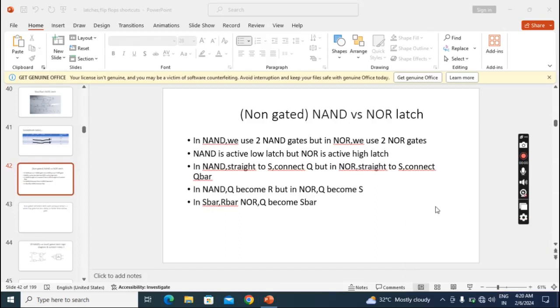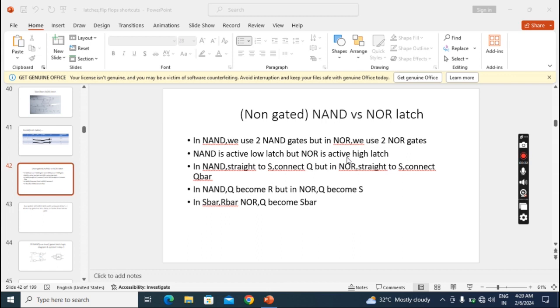In this lecture we'll compare non-gated NAND and non-gated NOR latches. Suppose we take NAND, it needs two input NAND gates, and NOR also needs two input NOR gates. The number of gates and number of inputs are the same, but in NAND we use NAND gates, and in NOR we use NOR gates. We call NAND an active low latch, but NOR an active high latch.